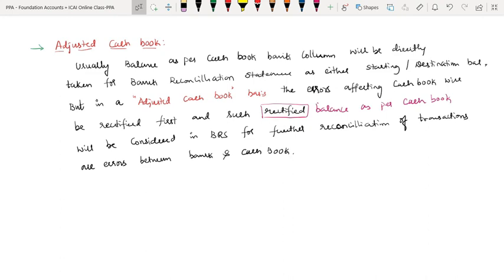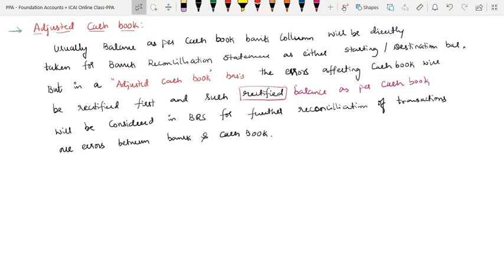If the starting point is balance as per passbook, the destination is balance as per cash book, correct? So that cash book balance is the rectified balance. After adjustment, whatever balance is there, that balance we will take in the case of the adjusted cash book method. Otherwise, whatever balance is there as per books, that balance itself we will take directly. So this is the adjusted cash book. If errors affect the cash book level, they will be rectified in the adjusted cash book. Thereafter, that adjusted balance only will be taken for the purpose of reconciliation. So only the timing differences between bank and cash book will be taken care of in the BRS in the case of adjusted cash book. Otherwise, everything will be taken care of in a BRS.